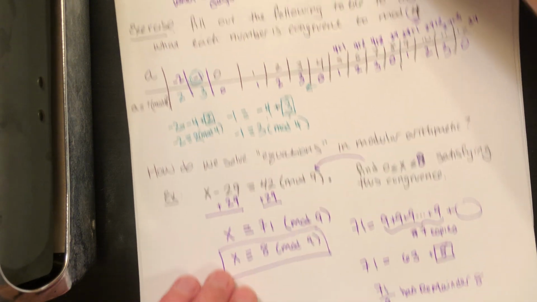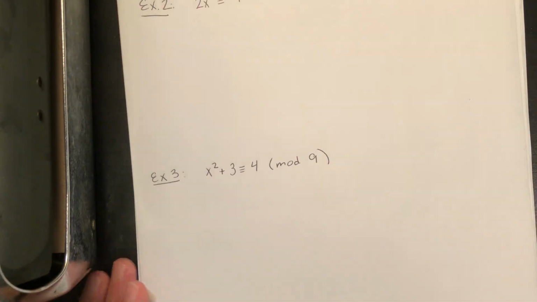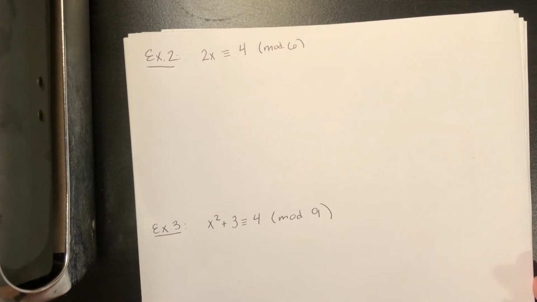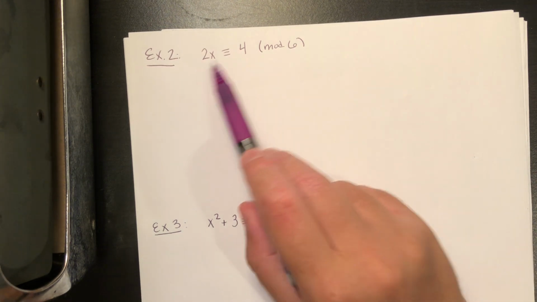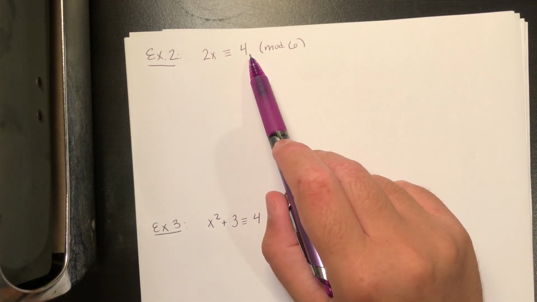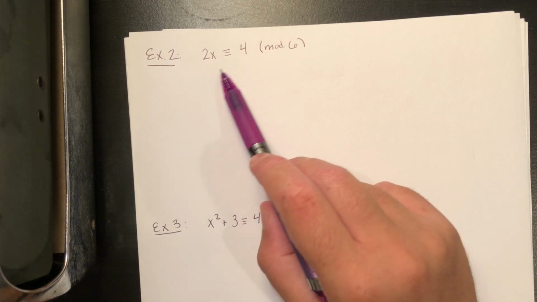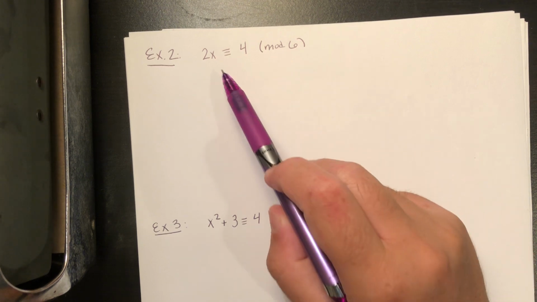All right, but what about if our equations are a little more complicated? What if we allow for other operations, like, in this case, multiplication? We want to find an x value such that 2 times x is equivalent to 4 mod 6. So your first intuition might just be to divide both sides by 2, and that would give you a correct solution here, right? If we divide by 2, we'd get x is congruent to 2 mod 6.